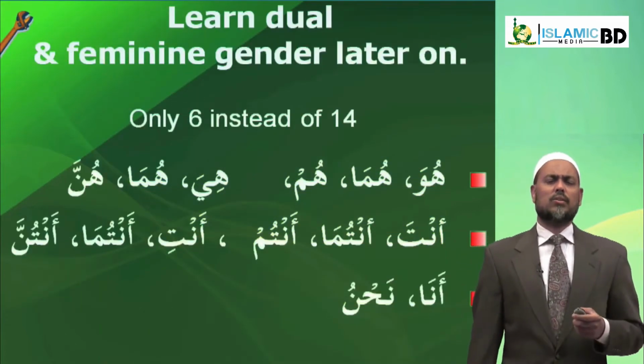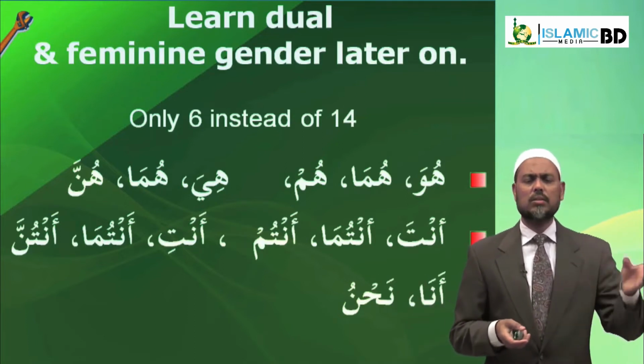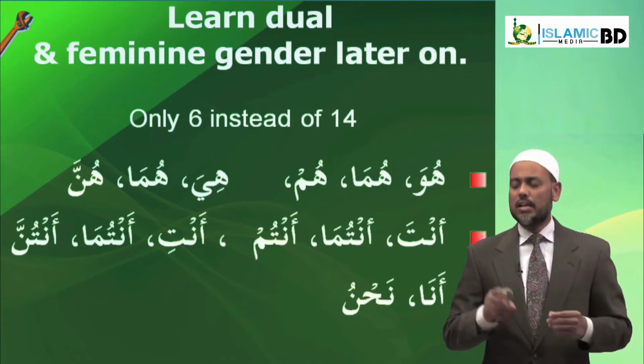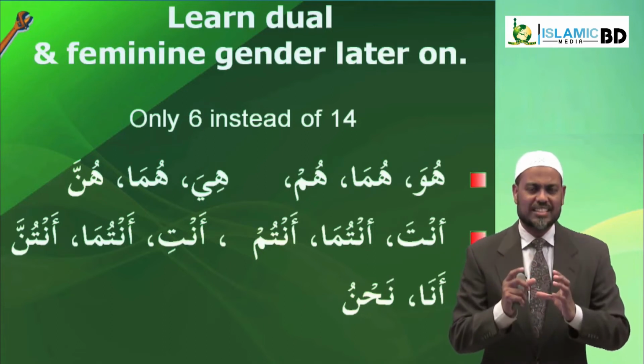Somebody may say, well, you skipped huma and antuma and anti and hunna. What about that? Well, we will inshallah learn them later. These 6 forms occur in the Quran many times, so we have learned these 6 first.